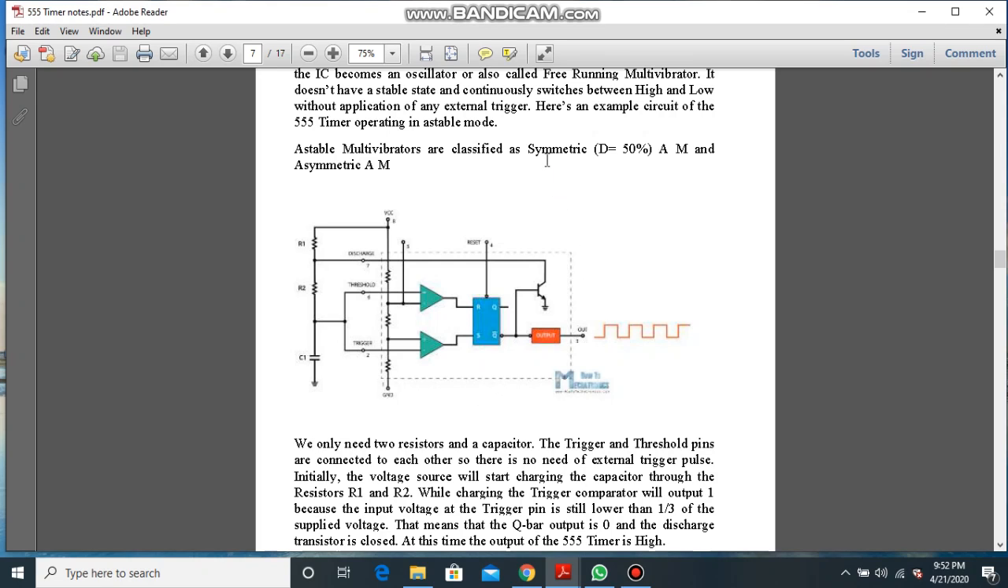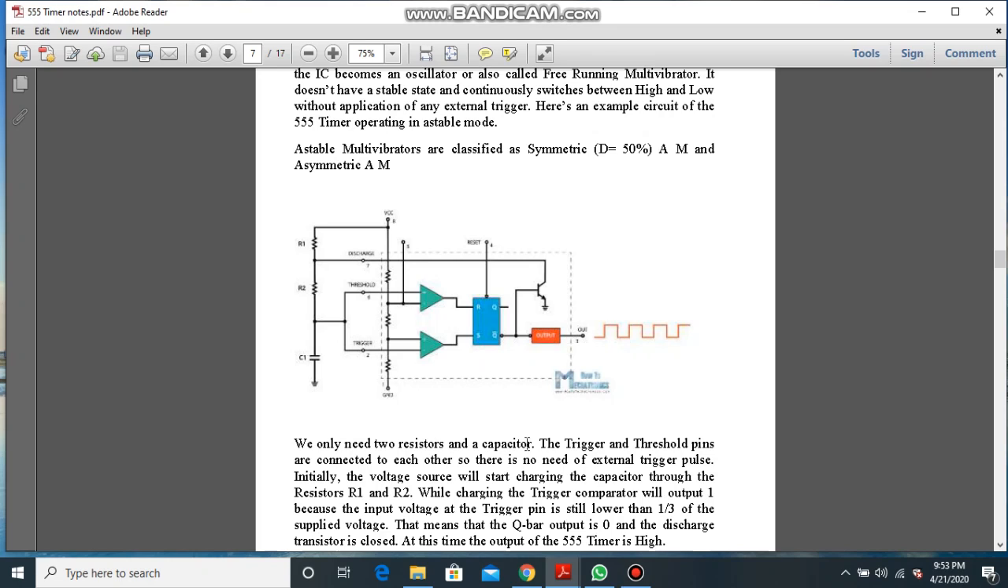When we are talking about symmetric, which is the practical experiment you have to perform, a square wave can be generated when the duty cycle of the output is 50%. 50% means T on and T off time will be the same. It could be 0.5 millisecond T on, 0.5 millisecond T off. So it will give you a duty cycle of 50% and we can generate the square wave at the output. Asymmetric means it is not 50%. The duty cycle can be 40%, 50%, 60%, 70%, 80%.